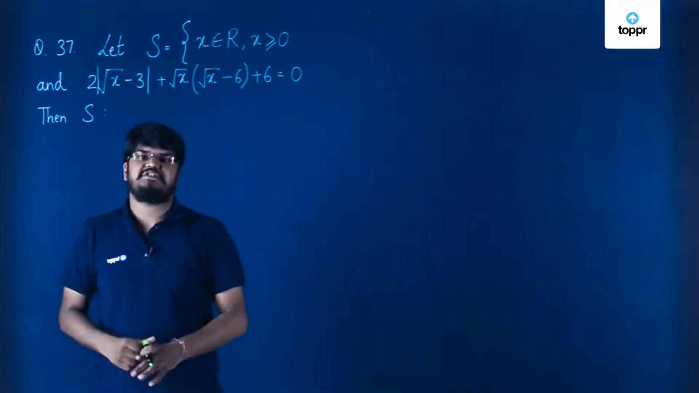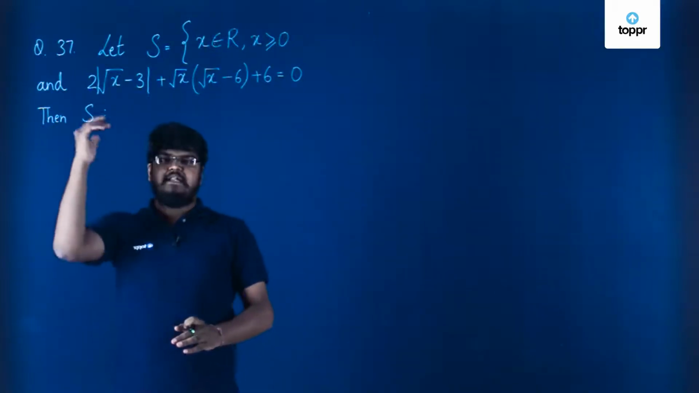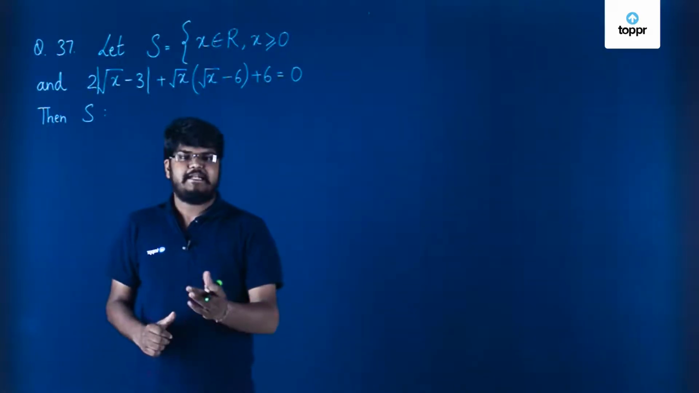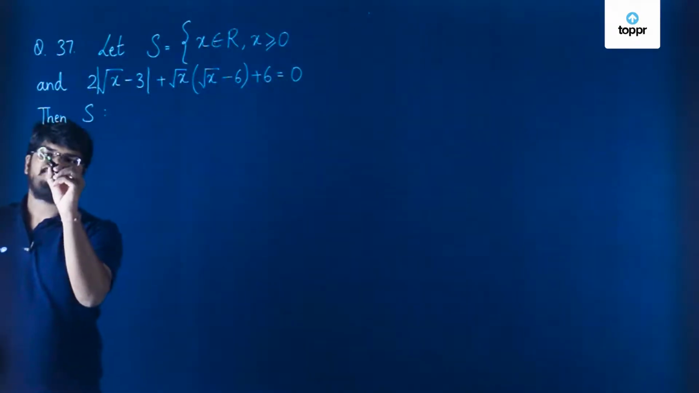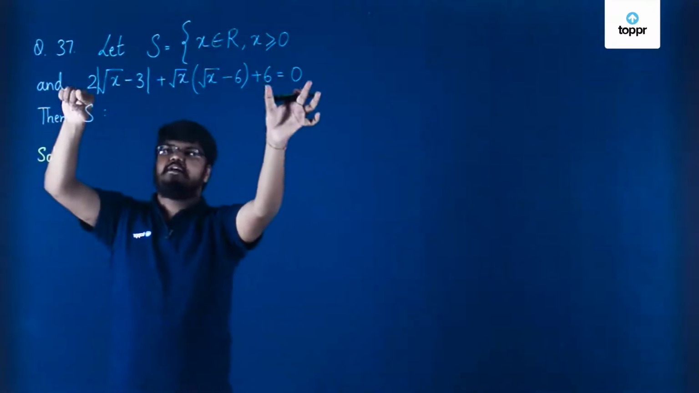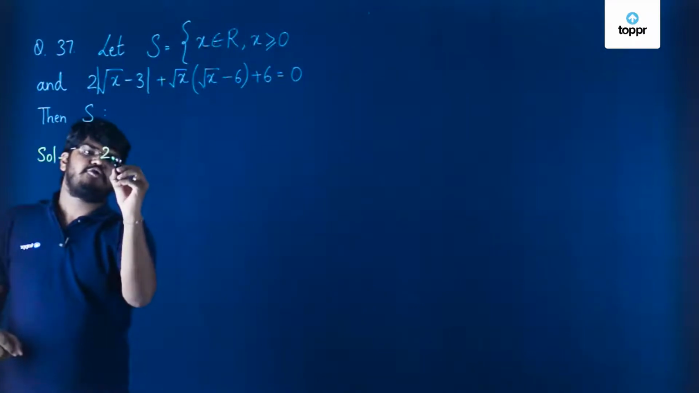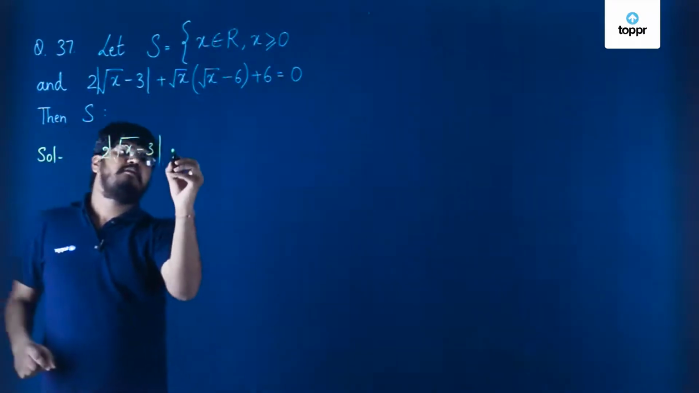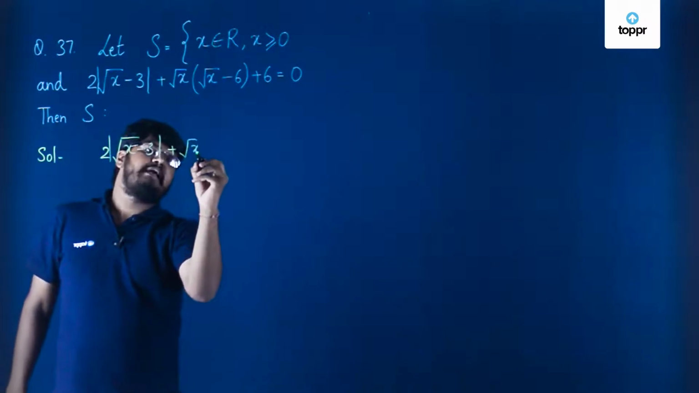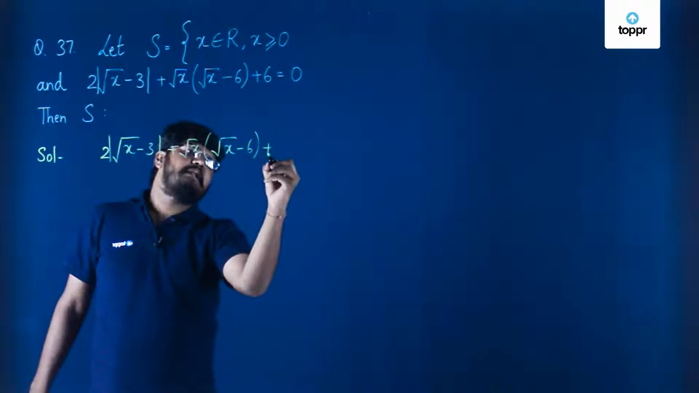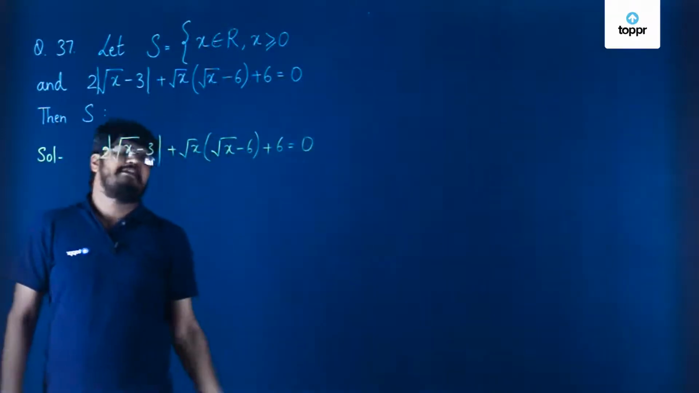Now there are 4 options given in the question. So let us take a look at the solution and then we will see what exactly the correct option is. First, I'm going to take this particular equation given over here: 2 times the mod of root x minus 3, plus root x times root x minus 6, plus 6 is equal to 0.